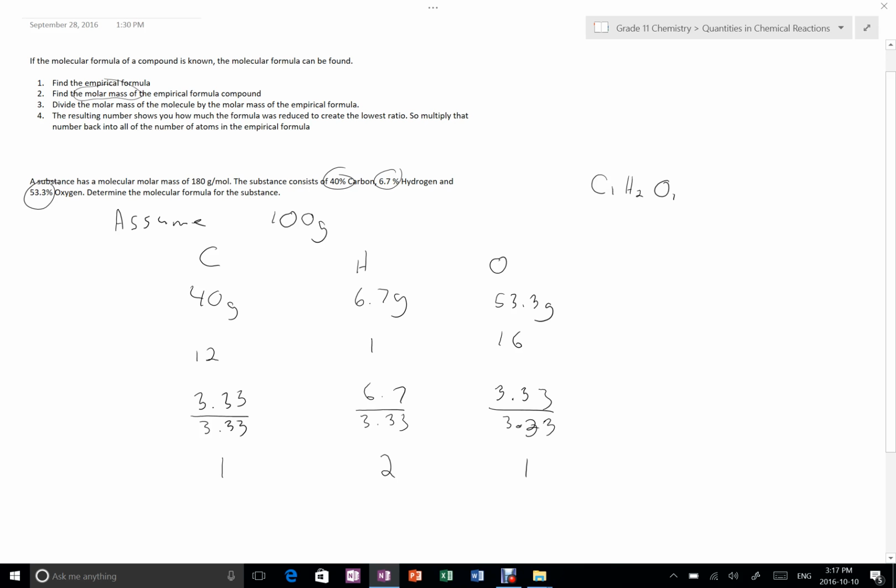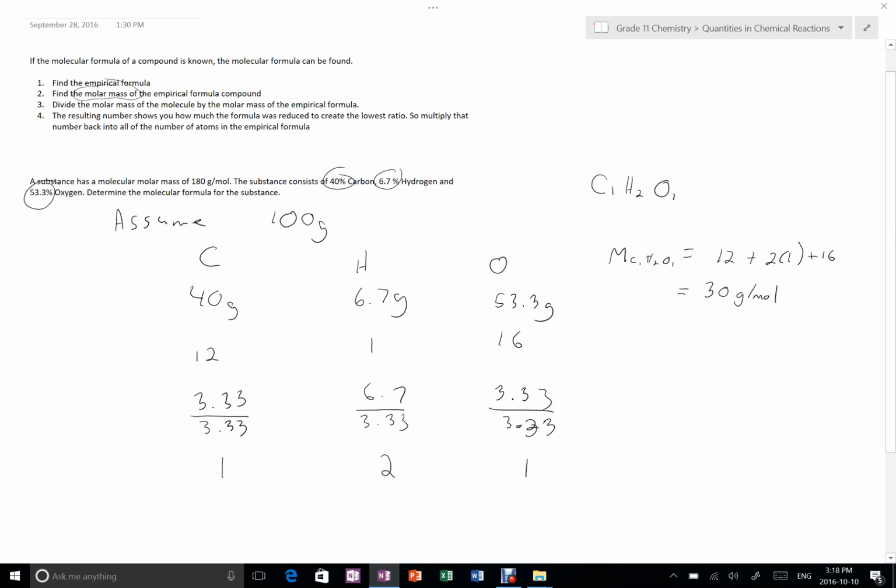Now, let's get into what it says here. Find the molar mass of the empirical formula. So the molar mass for this, C1H2O1, is 12 plus 2 times 1 plus 16, right? The molar mass of the individual atoms that make it up. 14, so that's 30 grams per mole.